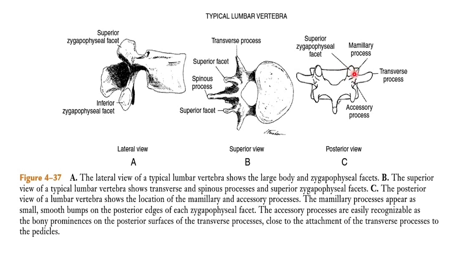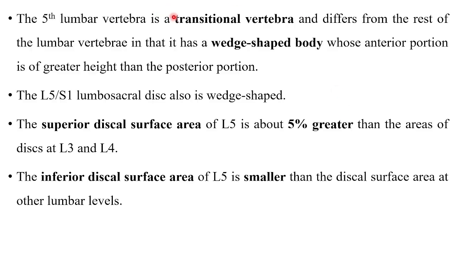In the posterior edge you can see the mammillary process. Both the mammillary process and the accessory process are unique features in the typical lumbar vertebrae that serve as an attachment for the multifidus as well as the medial intertransverse muscles. And next, coming to the atypical vertebra, the transitional vertebra, that is the fifth lumbar vertebra.